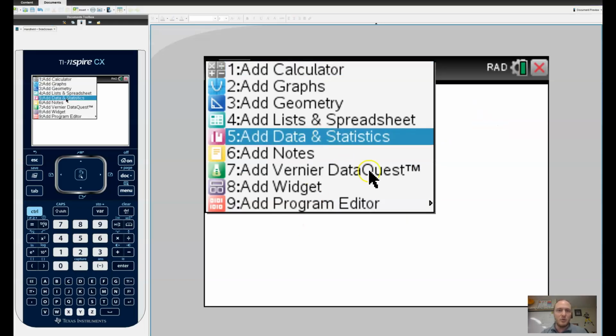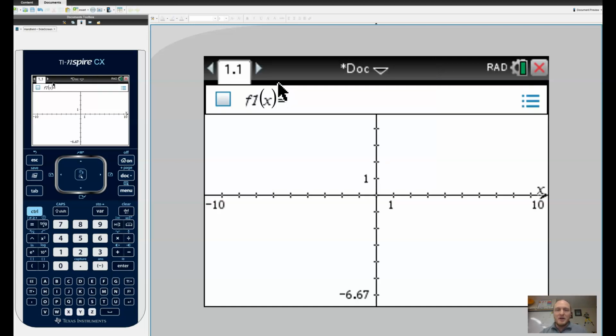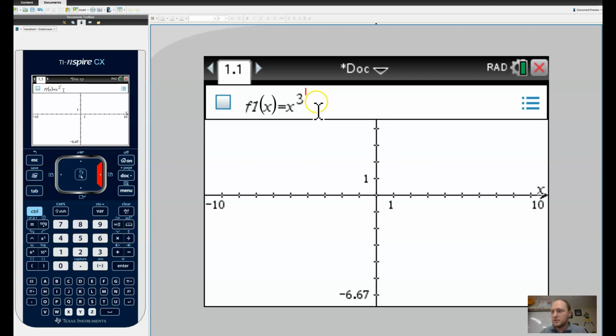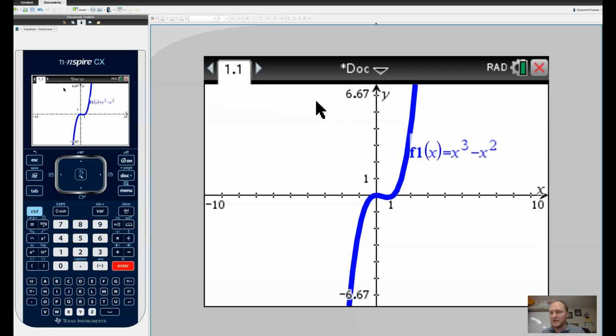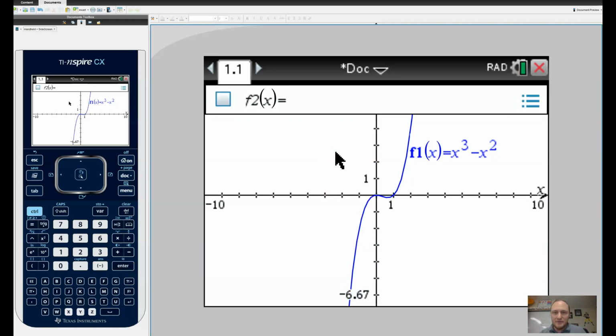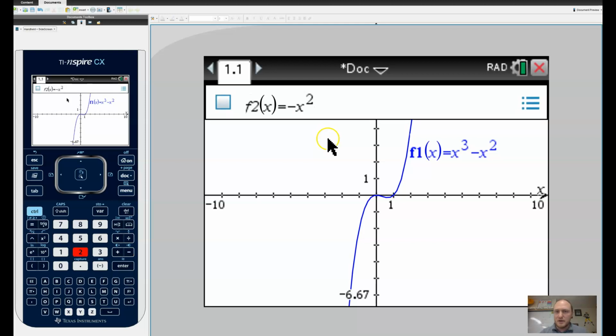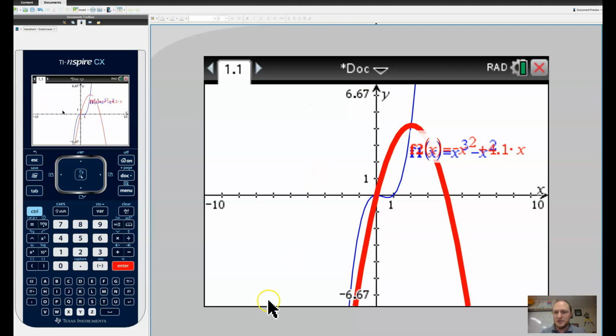Okay, and what we want to do is open up a graph. I'm going to label the first function that we have, f of x is equal to x cubed minus x squared. I'll plot it, and there's my function. And then I'm also going to add another graph. I'll just double click, it pops up, and I'm going to label this one g of x. So negative x squared plus 4.1 x. I'll hit enter, there's my function.